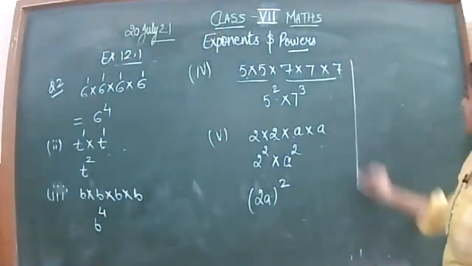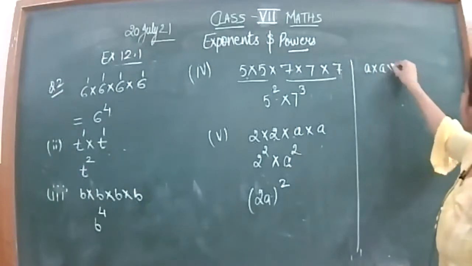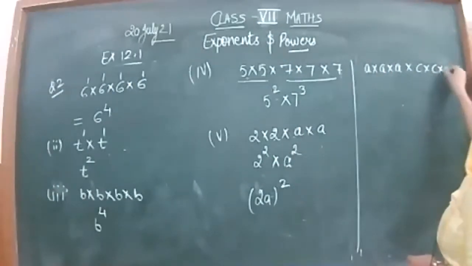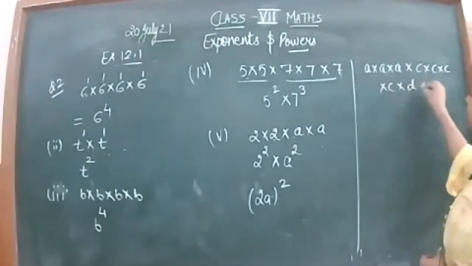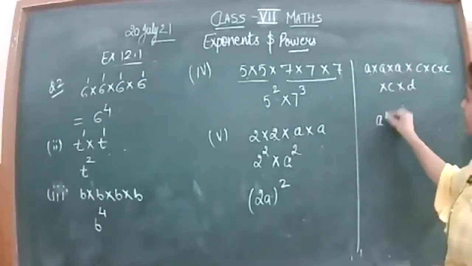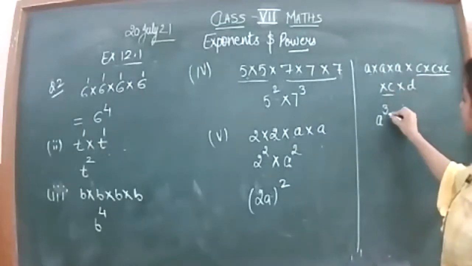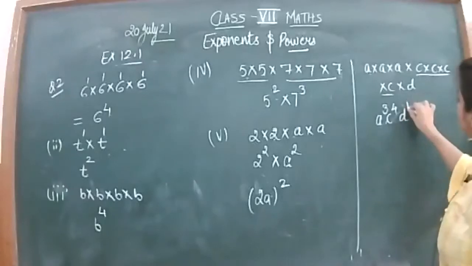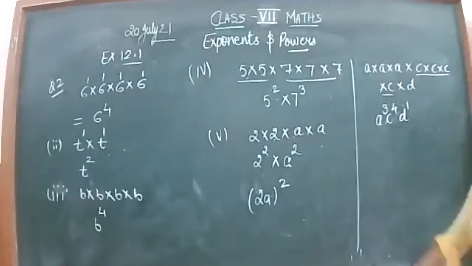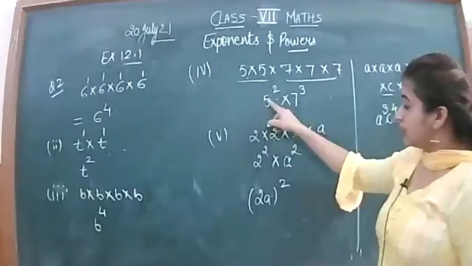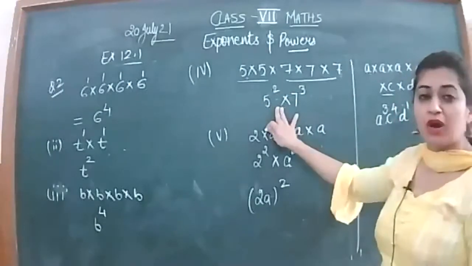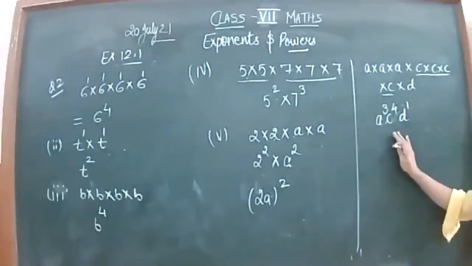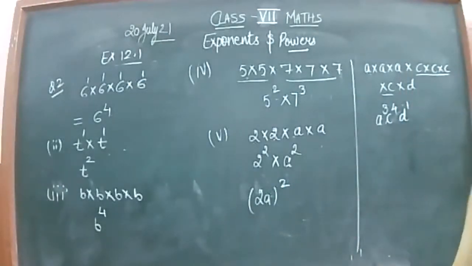Okay. Next is A. A is lying 3 times, C is lying 4 times, and D. So A will be written A cube. C is lying 4 times, so C raised to power 4. D is occurring 1 time, so D raised to power 1. Actually the powers are different, so you can't combine it. Here the powers are same, so I have combined. Here the powers are again different, so you can't combine it.